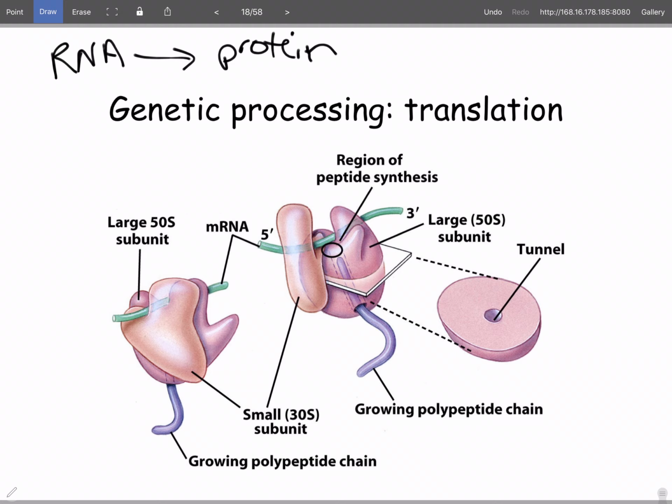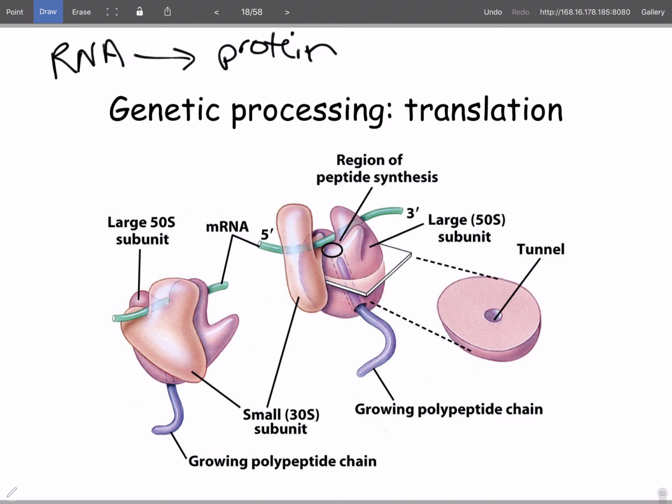Anybody? Anybody? Bueller? No. What are some other RNAs you know of? This is what? Messenger RNA? mRNA? tRNA isn't translated.